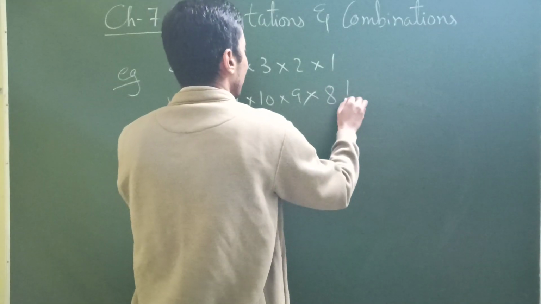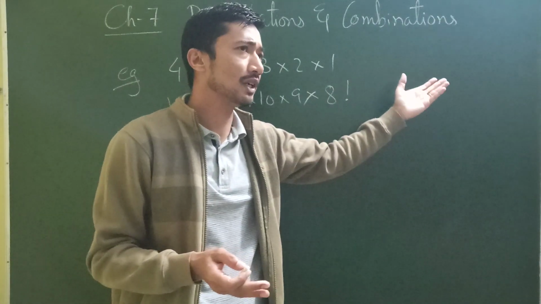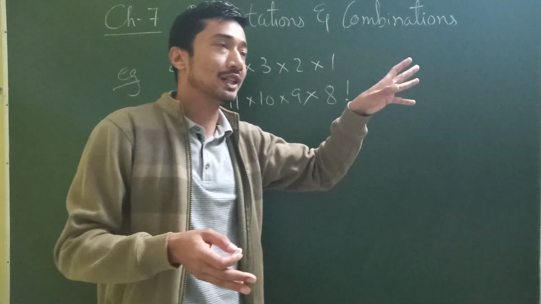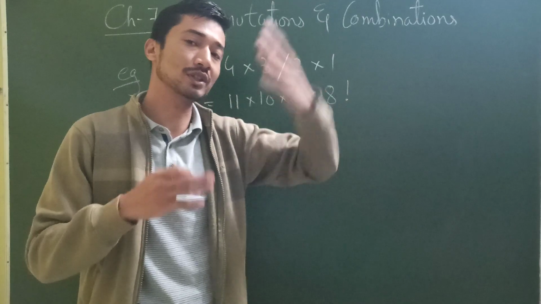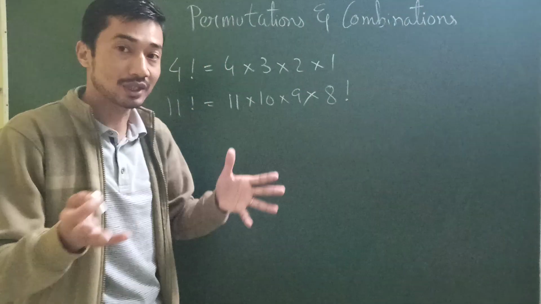If you wish, you can stop at 8 factorial. You wish to continue? Chalo, 8, 7, 6, 5. You want to stop? Okay, 5 factorial. So factorial simply means an extension. If you remove that factorial, you'll go on extending, isn't it? Till 1. Okay, so that's what I wanted to show you also.